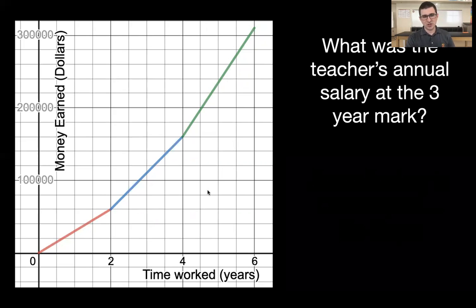That's a pretty good school to be working at. So if the question was, what is the teacher salary at the 3 year mark? That would be right here. So we would want to calculate the slope of this blue section.